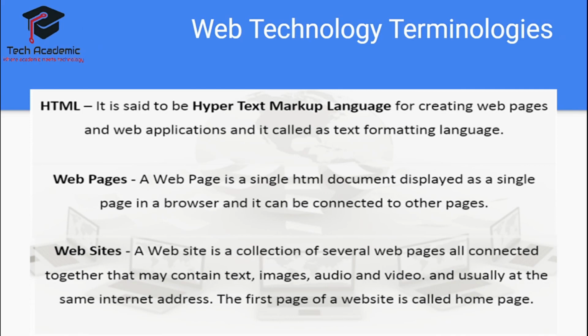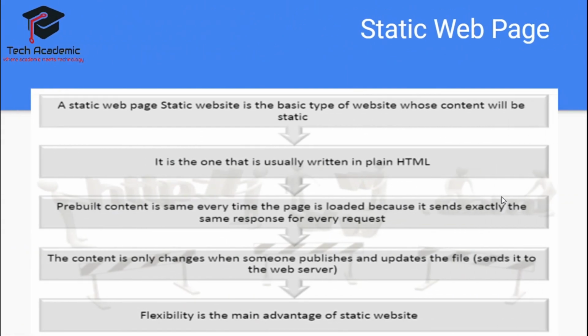So let's discuss a few terminologies related to web technology. HTML, hypertext markup language, is used to create web applications and web pages. Web pages are simply accessed by entering a URL and may contain text, graphics or images, and a web page can also contain other web pages. Apart from this, a website is a collection of several web pages that are connected together to provide us some useful information.